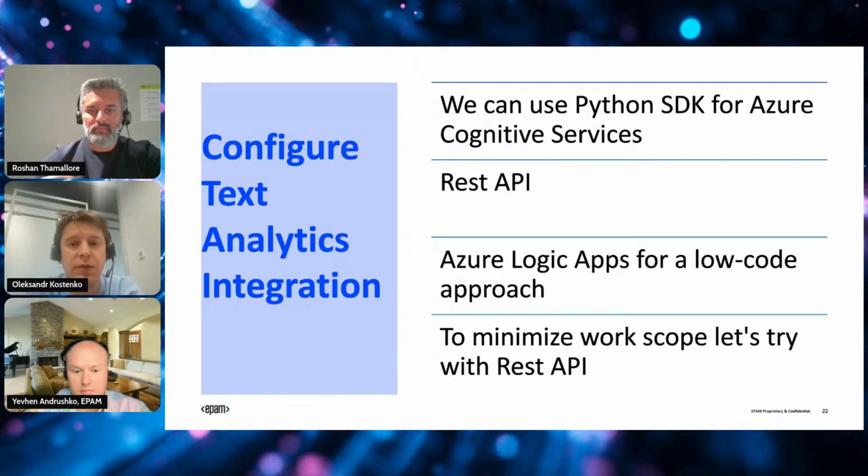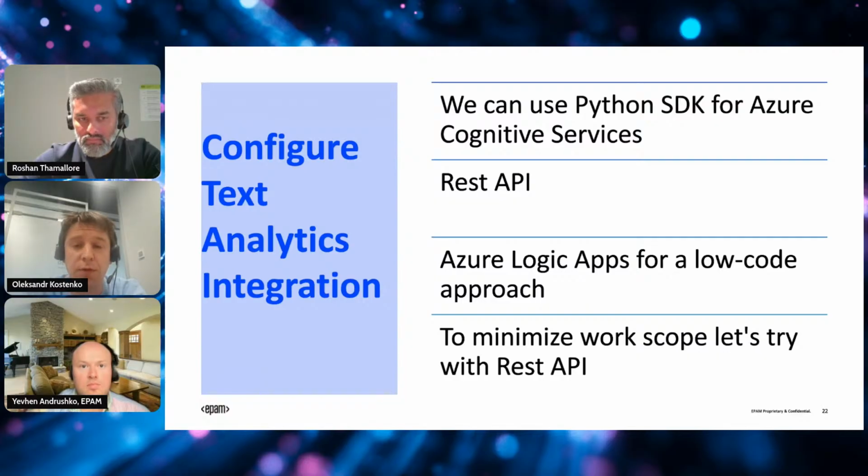Для Text Analysis ми можемо використовувати наступні варіанти. Це REST API, Azure Logic Apps for Low-Code Approach. В нашому випадку ми будемо використовувати REST API. На даний час і в цьому випадку це найбільш простий, швидкий і дешевий, що дуже важливо, спосіб використання функцій AI. Next slide, please.